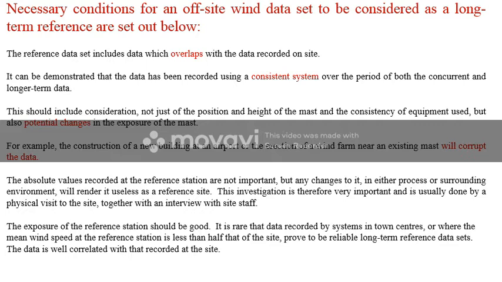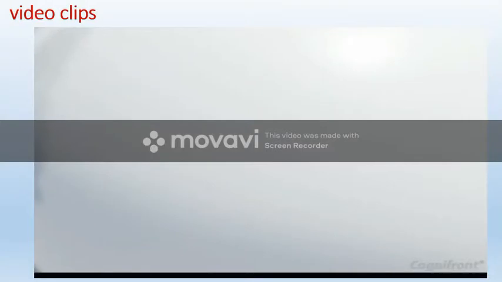Data recorded by systems in town centers is rarely suitable, where the mean wind speed at the reference station is less than half that of the site. To prove to be a reliable long-term reference, the data set must be well correlated with that recorded at the site. So now we can see some video clips on how wind energy systems are formed.